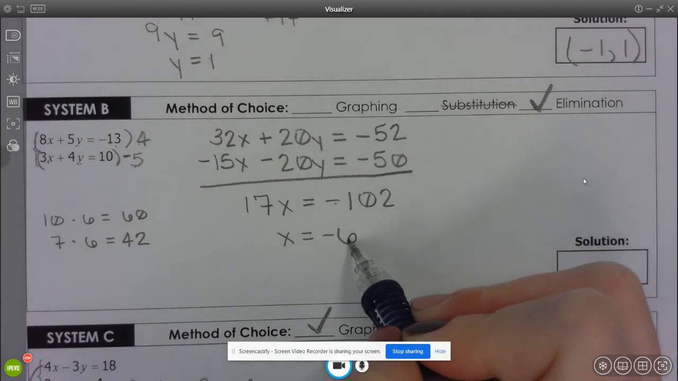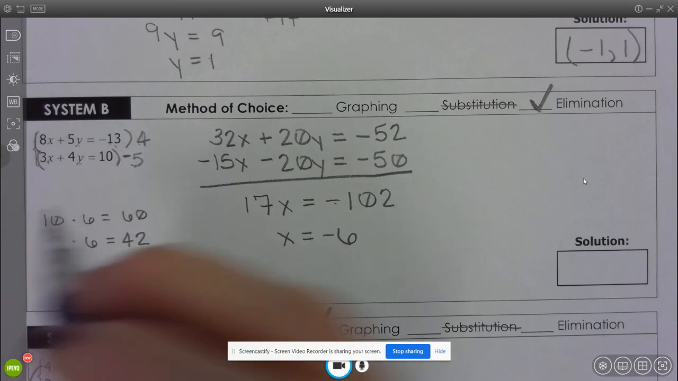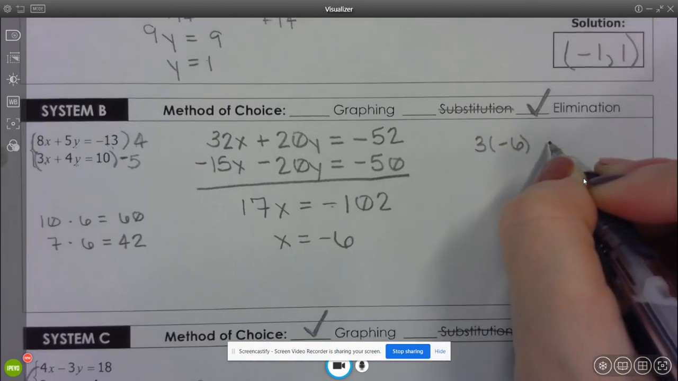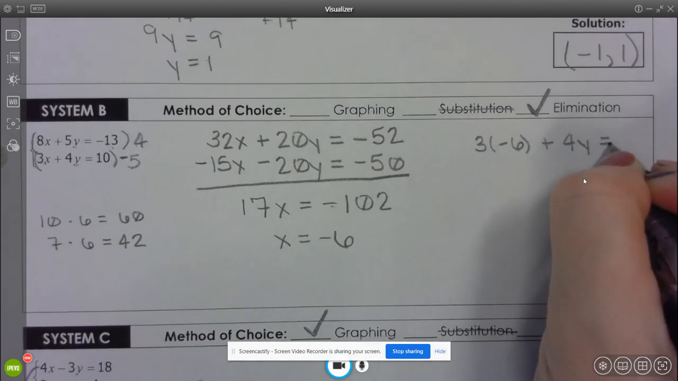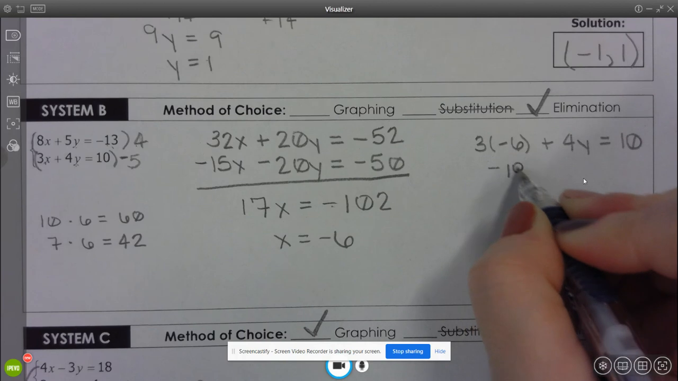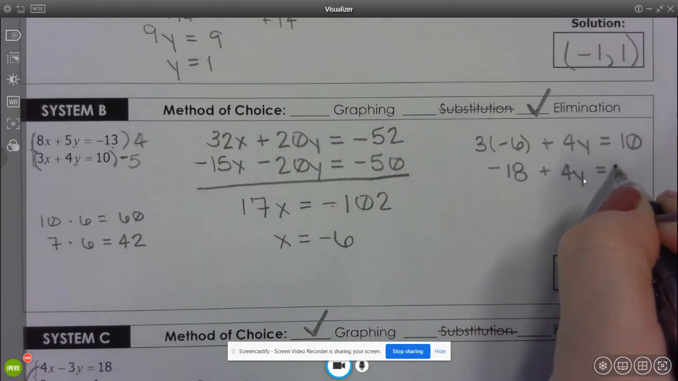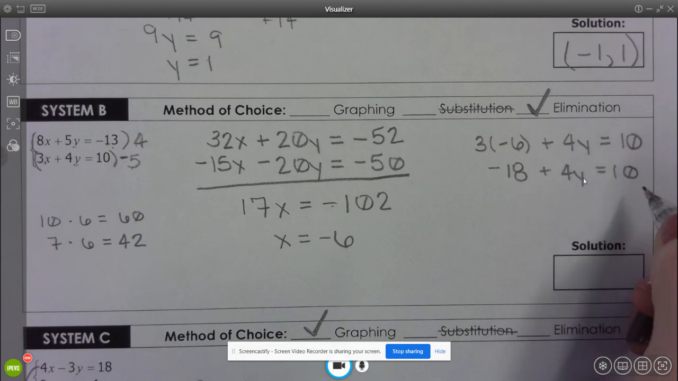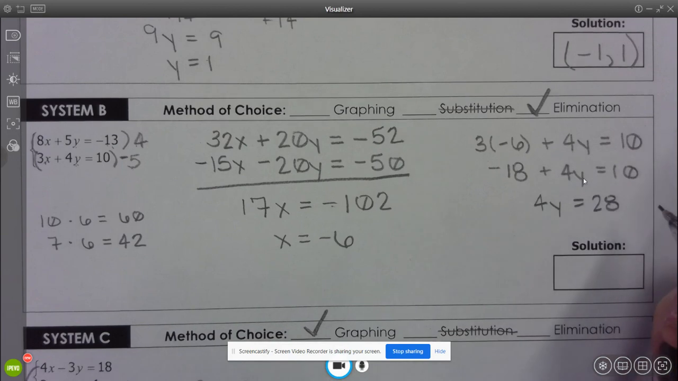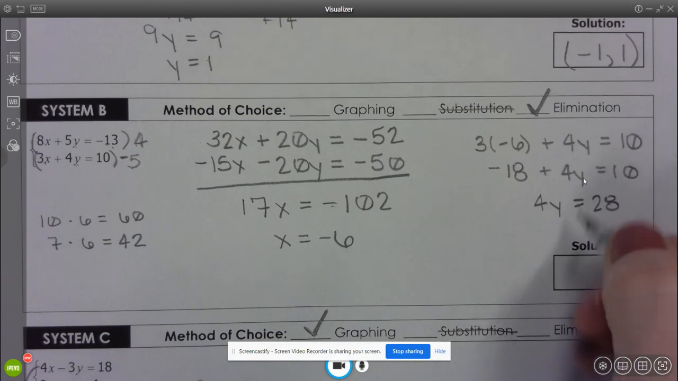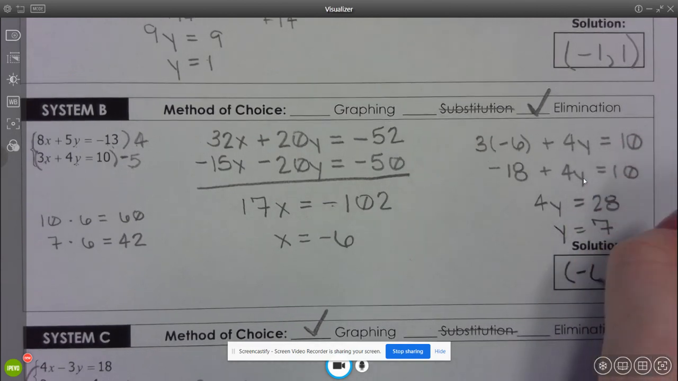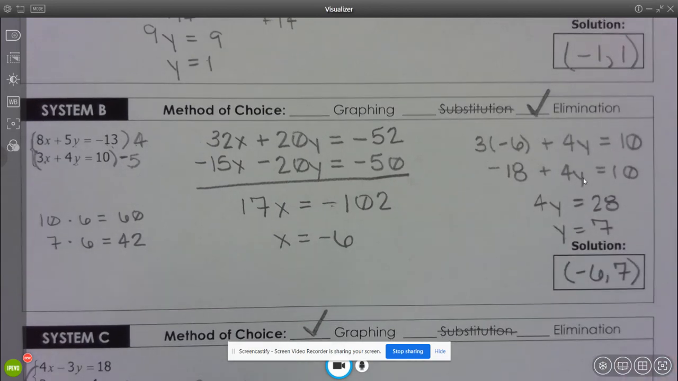All right, so now I know that x is negative 6. I can choose either one. I'm going to choose the second one just because the coefficients are smaller. So 3 times negative 6 gives me negative 18. Adding 18 to the other side gives me that 4y is 28. Dividing that by 4 on both sides tells me that y is 7. So this solution is negative 6, 7.